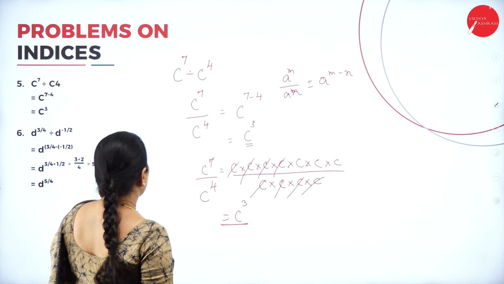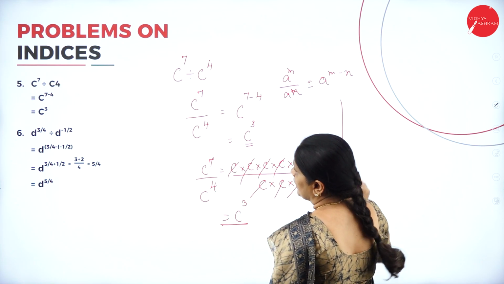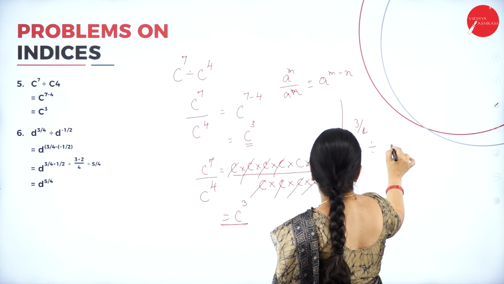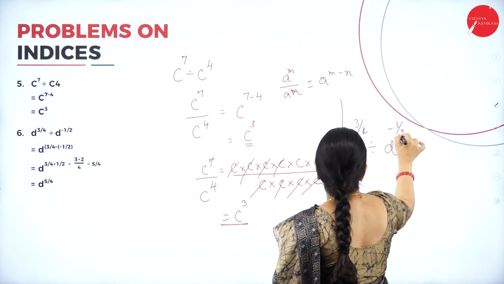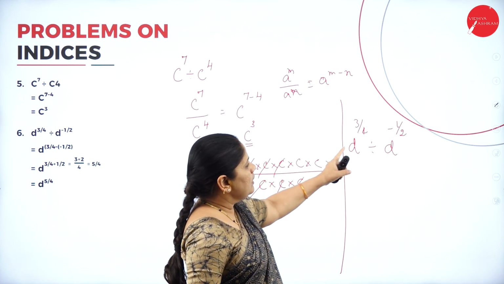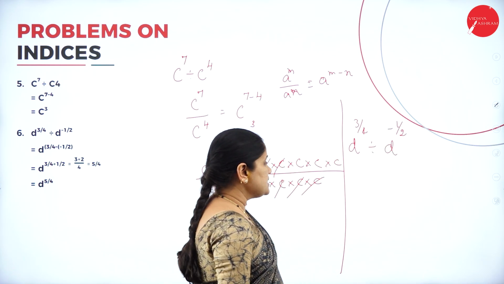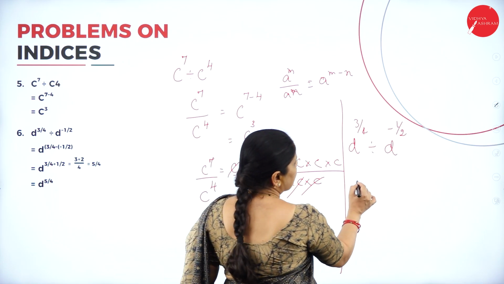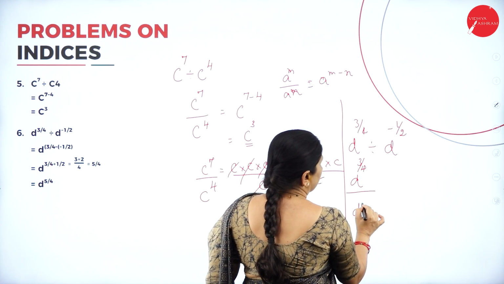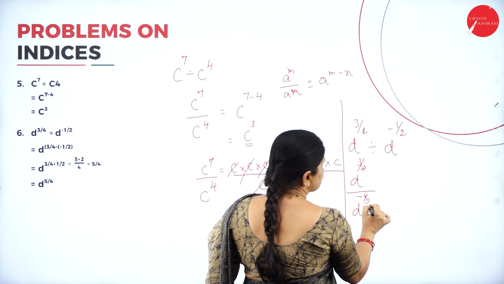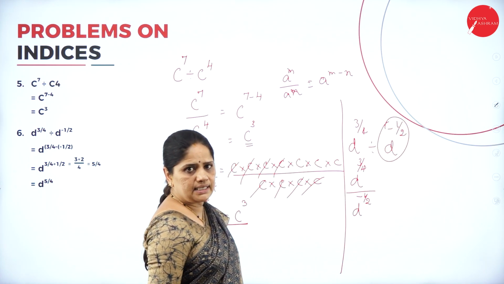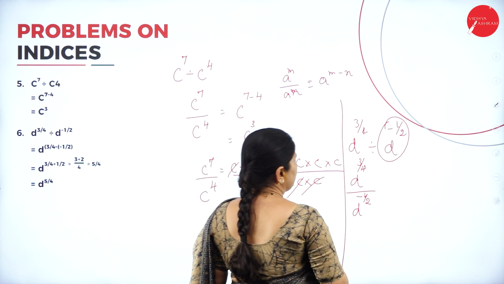Now, the next problem is given here. So, d to the power of 3 by 4 divided by d to the power of minus 1 by 2. I can write this expression as d to the power 3 by 4 by d to the power of minus half. This half, whatever is there, I have to leave it as it is.